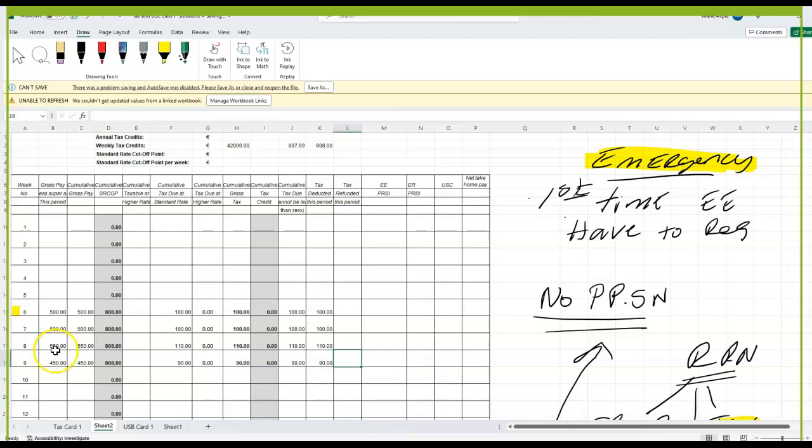So in the 5th week of emergency, we're now on to week 10 of the tax year. But as we've only started it in week 6, remember, just to look at it, this is our 1st week of emergency, our 2nd week of emergency, 3rd, 4th, and now we're moving on to the 5th week of emergency. And let's say again that we're taking in €450 non-cumulative. I have now utilised my 4 weeks of standard rate cut-off points.